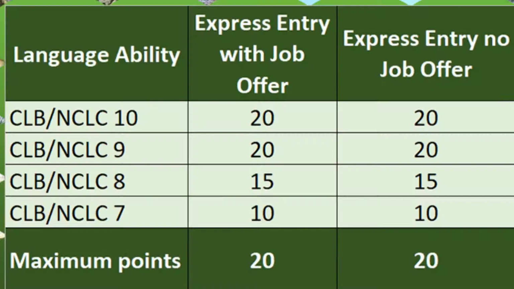This is the table for age. Now you can select your own age ranking and you know what point you belong to. This table is for the language ability. Please be noted that if you have the language ability for both the languages, that means English and French, you will be getting another extra 10 points on top of everything. This is the point grade for education.